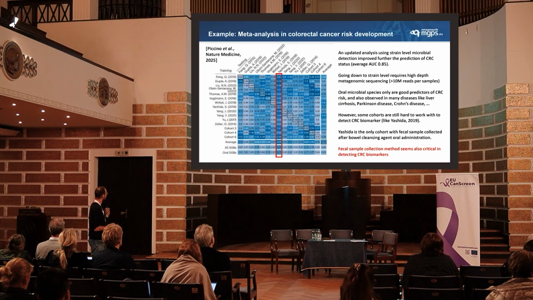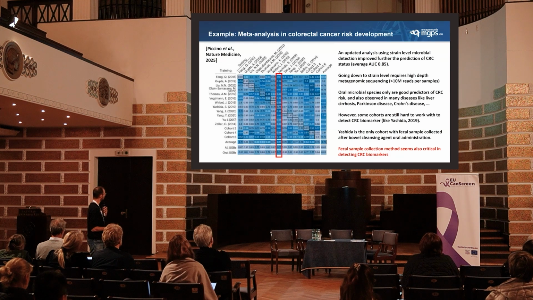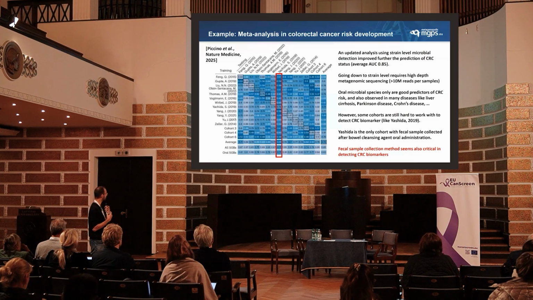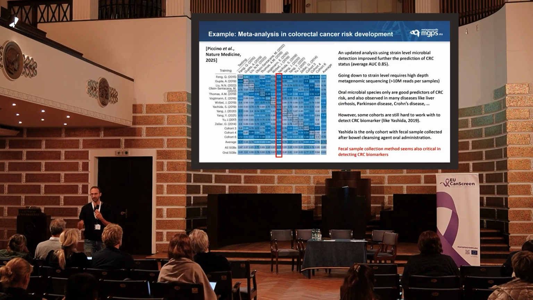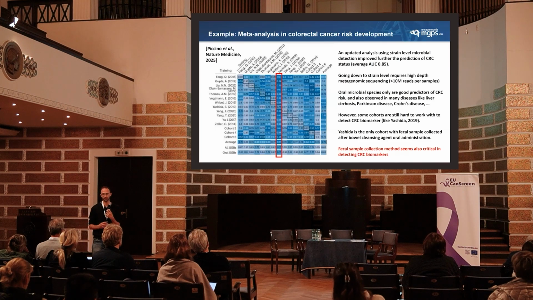What they saw is that most of the cohorts have a good prediction. Most of the time, it's oral microbiome species that are detected in colorectal cancer. One of the cohorts is actually really bad in classification compared to the others. And this is the only cohort where the fecal samples were collected after the oral cleansing agent. So if you collect the fecal sample with a specific molecule that accelerates the transit time, for instance, it will also reduce the performance of the classification.